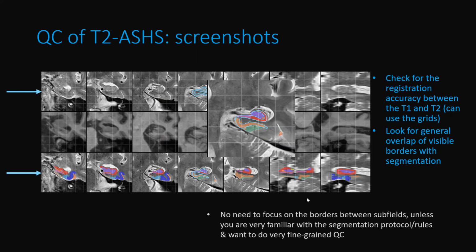The other thing is, similar to T1-ASHS, I would not really focus on the borders between the subfields. Between pink and red, for example, only dentate gyrus and the other, of course, because that's determined by the dark band, but none of the other subfield borders would I pay too much attention to, unless you really know the segmentation protocol and want to do very fine-grained QC. Otherwise I would ignore those borders.